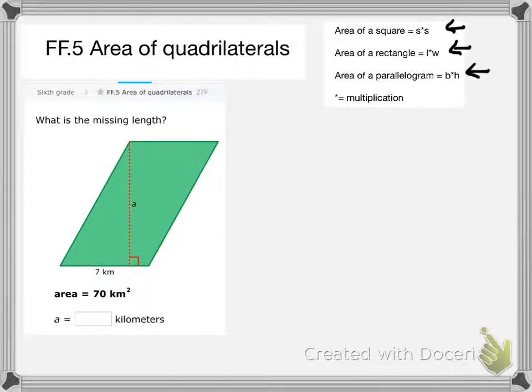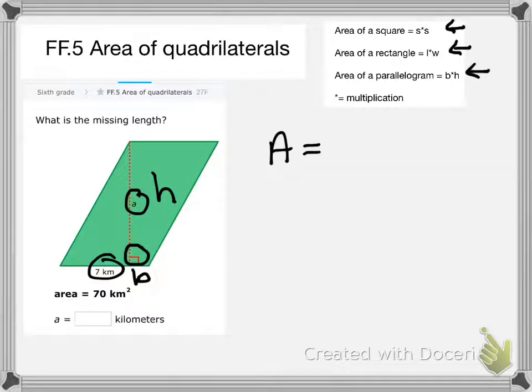So we want to find what is the missing length for this parallelogram. Our base here is 7, and the height is A. And again, base and height have to be perpendicular to each other. They need a 90-degree angle.